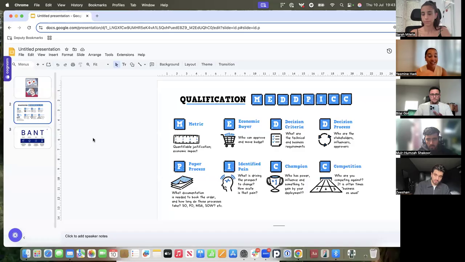To make it really easy for you, I think of BANT like a compass, and MEDDPICC is like Waze or Google Maps. It shows you the turns, the traffic, the obstacles, everything that's going to happen in your deal. So those are the two ways I look at BANT and MEDDPICC and how they could help you qualify your deals. And obviously that's more of a structure.